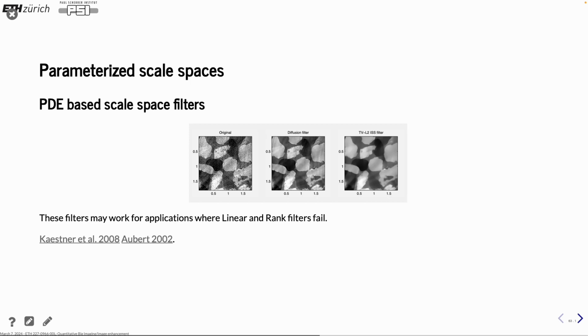Then the next step is doing a lot of math. Then we go into parameterized scale spaces. And with that, we use partial differential equations to do the filtering effect. And here are some examples where we have an original measured image, using one filter called the diffusion filter, and the other one is a total variation filter.